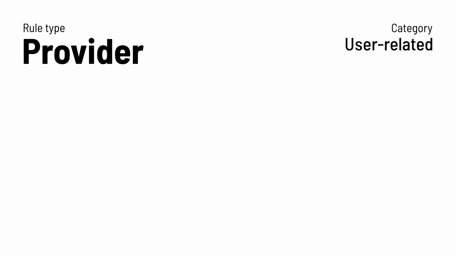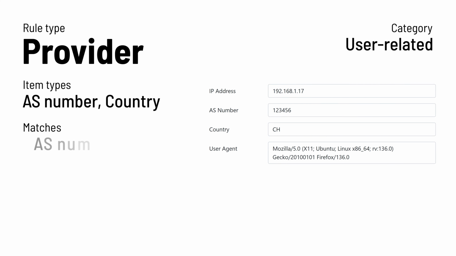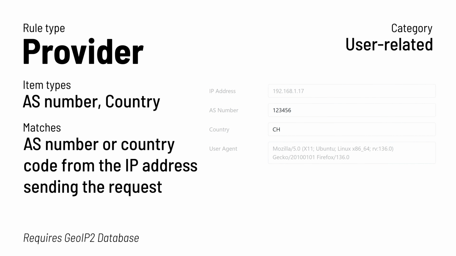The provider rule type allows you to block a specific provider or country. Mosparo uses the IP address in combination with the GeoIP2 database to determine the provider and the country for an IP address. It is important to note that this information can be outdated or inaccurate. You should use this rule type carefully, since you can block the wrong users easily.